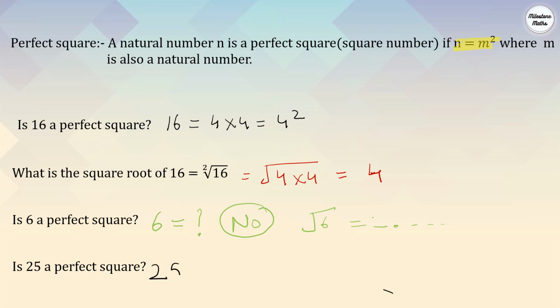Is 25 a perfect square? If we can write 25 as a square of some number, then 25 is a perfect square. So we can write 25 as 5 square. So 25 is a perfect square.